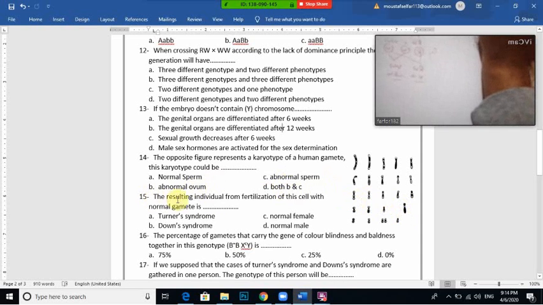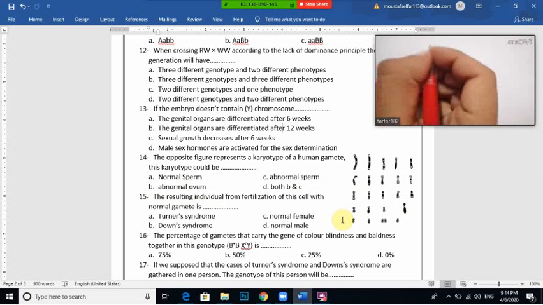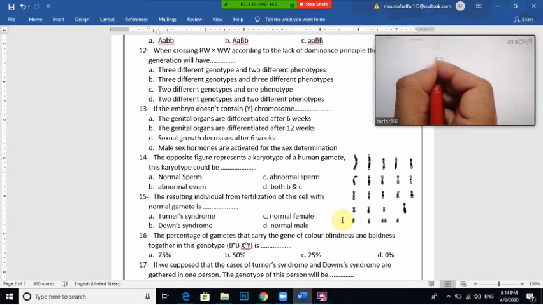The resulting individual from fertilization of this cell with a normal gamete. This cell contained 24 chromosomes, 23 autosomes plus X sex chromosome.